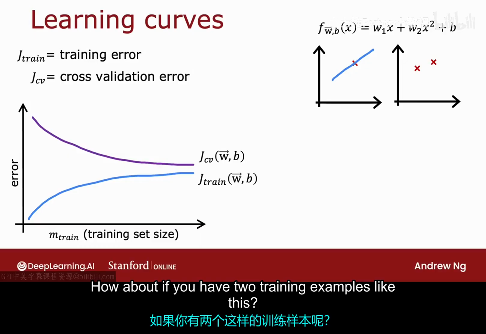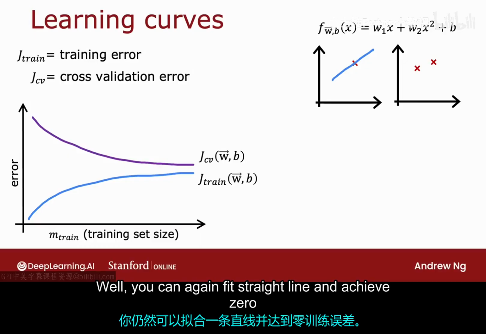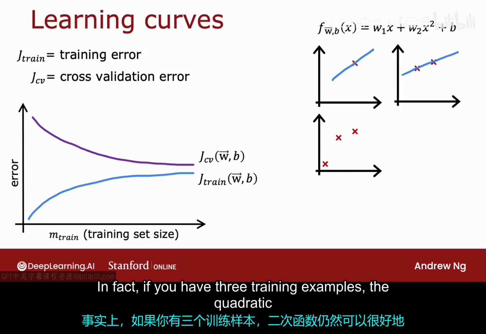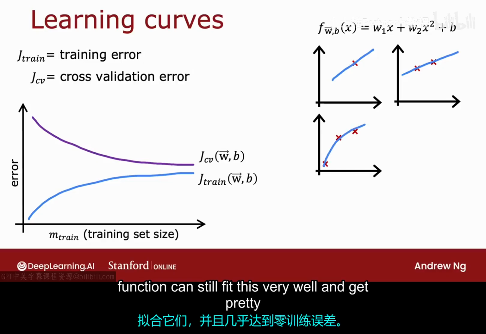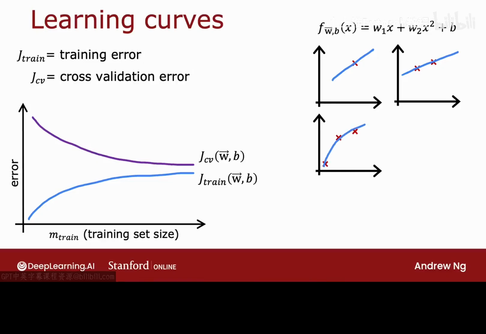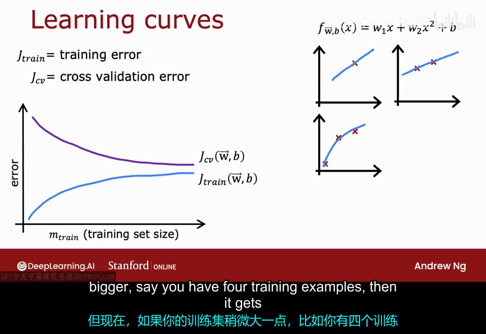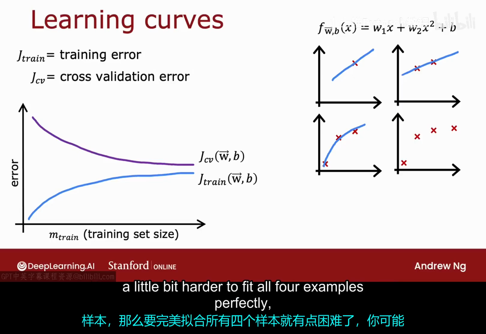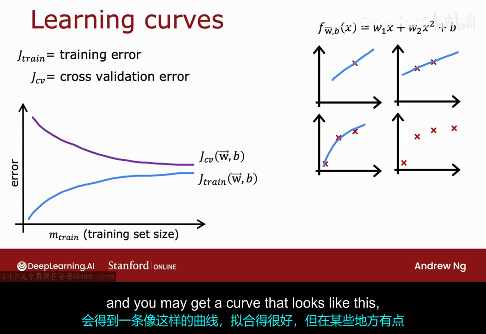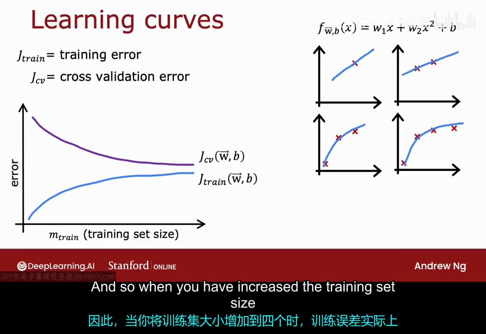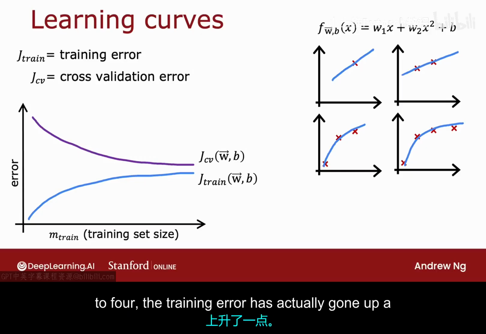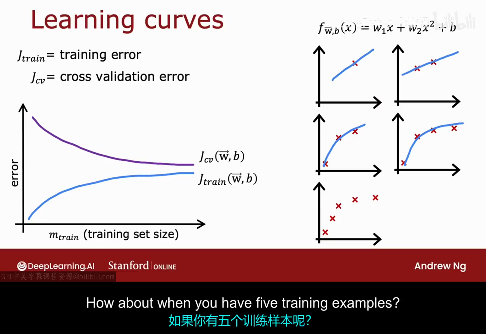How about if you have 2 training examples like this? Well, you can again fit a straight line and achieve 0 training error. In fact, if you have 3 training examples, the quadratic function can still fit this very well and get pretty much 0 training error. But now, if your training set gets a little bit bigger, say you have 4 training examples, then it gets a little bit harder to fit all 4 examples perfectly, and you may get a curve that looks like this, fits it pretty well, but a little bit off in a few places here and there. And so when you have increased the training set size to 4, the training error has actually gone up a little bit. How about when you have 5 training examples?